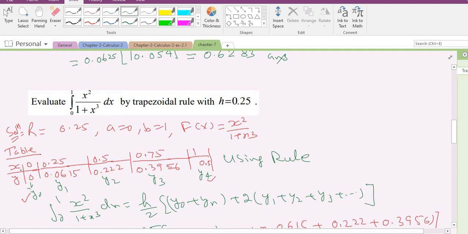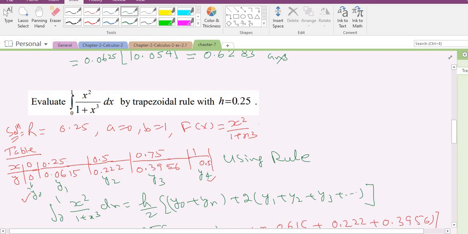Now you have to make the table. x is equal to 0, start from this one. When x is equal to 0, this is 0. When x is equal to 0 plus 0.25, substitute this one, then fx gives you this one. Again 0.25 plus 0.25, 0.5. At x is equal to 0.5, calculate this value. It is coming this one. 0.5 plus 0.25, 0.75. Again you have to calculate fx at x is equal to 0.75. This gives you 0.3956.